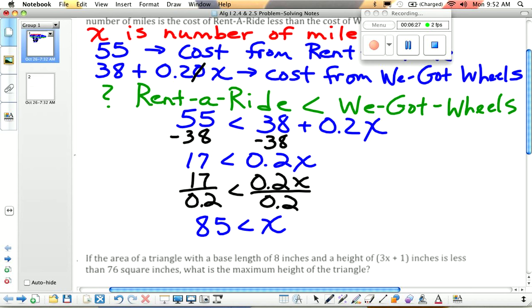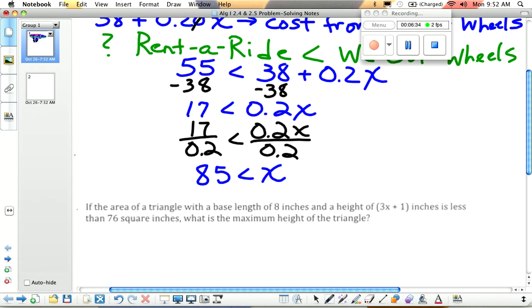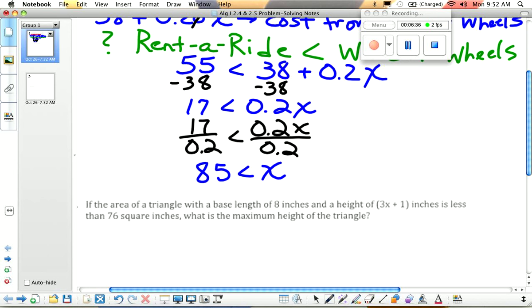Okay, anybody want to agree, disagree with me? What, you get the same solution? Yeah, okay, thumbs up on that one. Okay, well then let's answer our question now in a sentence. What was the question again? For what number of miles is the cost of rent-a-ride less than the cost of League on Wheels?